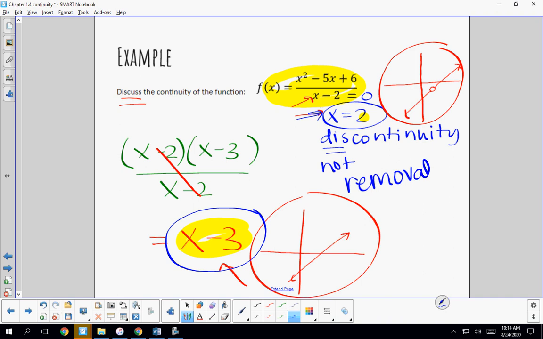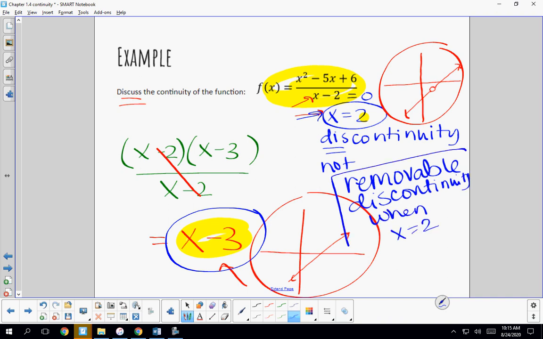So the way we would answer this is we would say there is a removable discontinuity when x equals 2. And that just means it is a hole, but it's just a hole. It's not a jump.